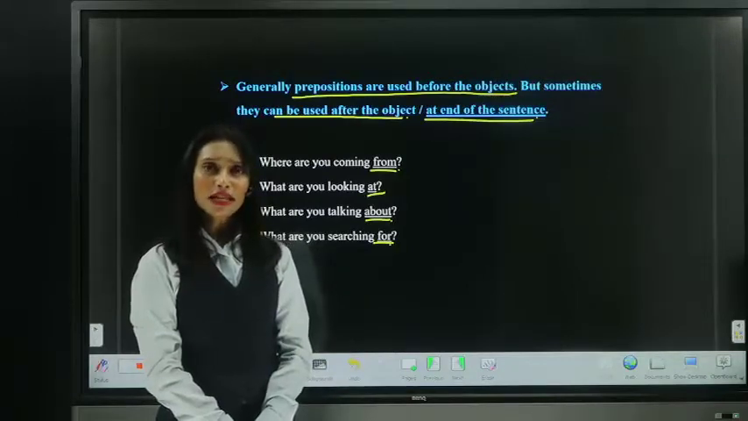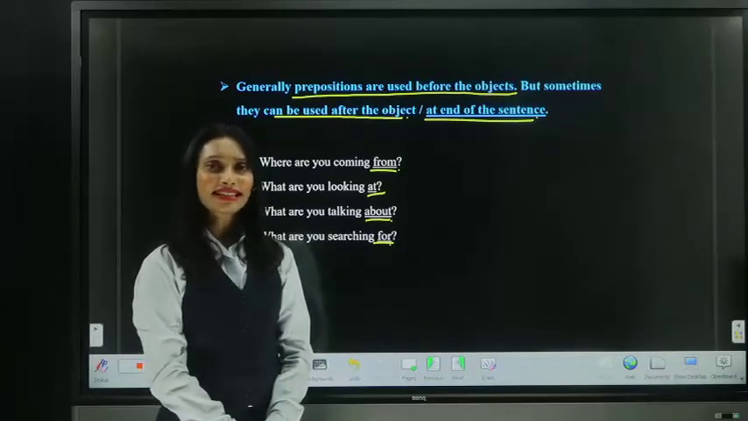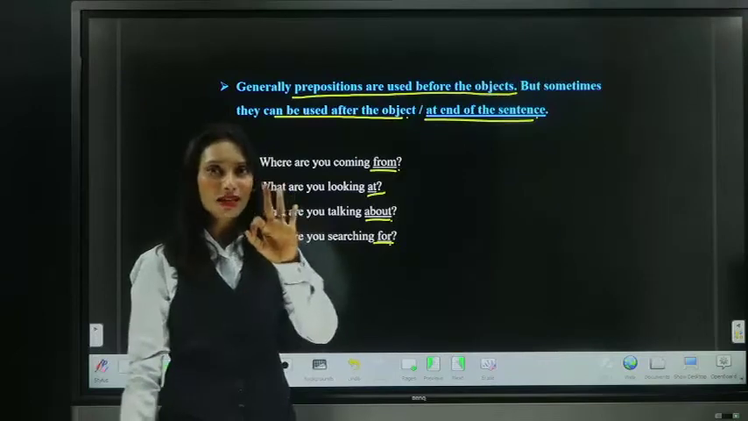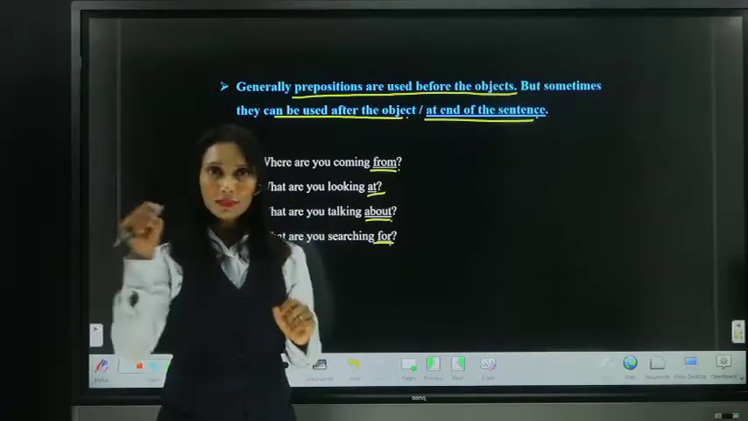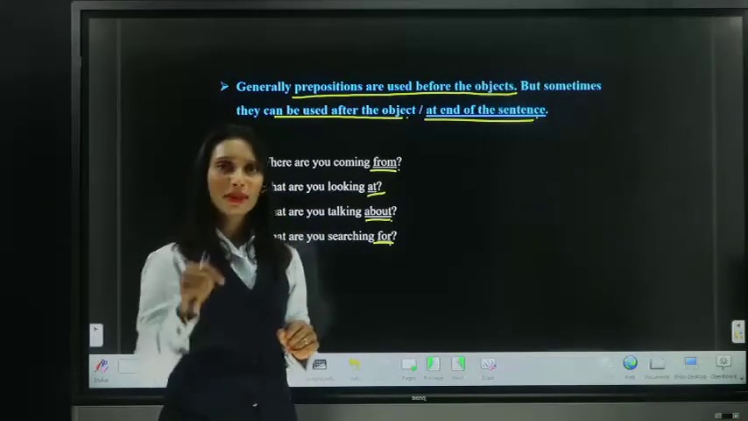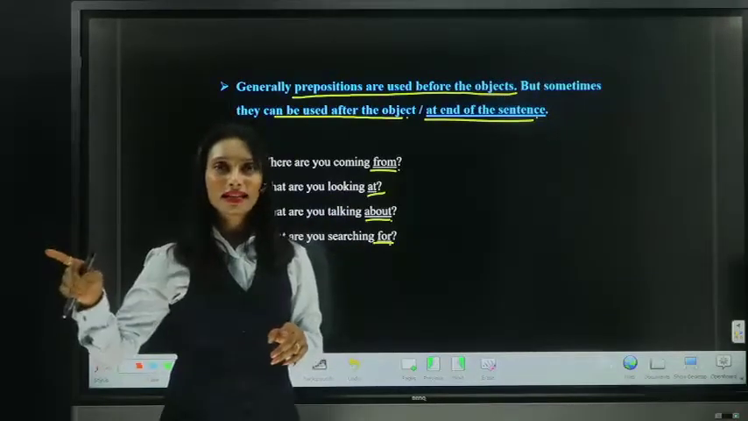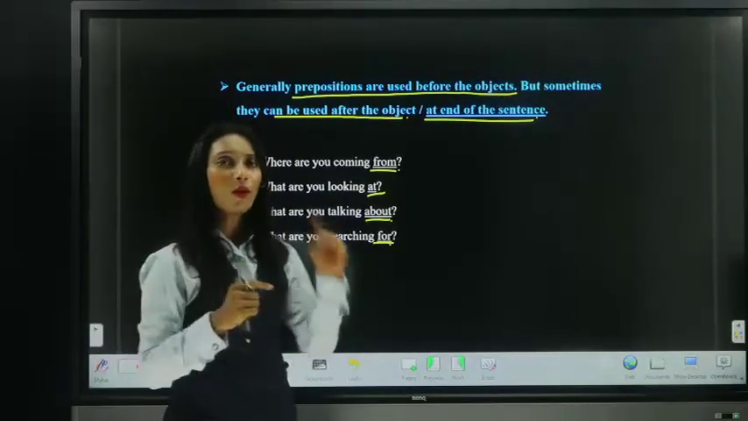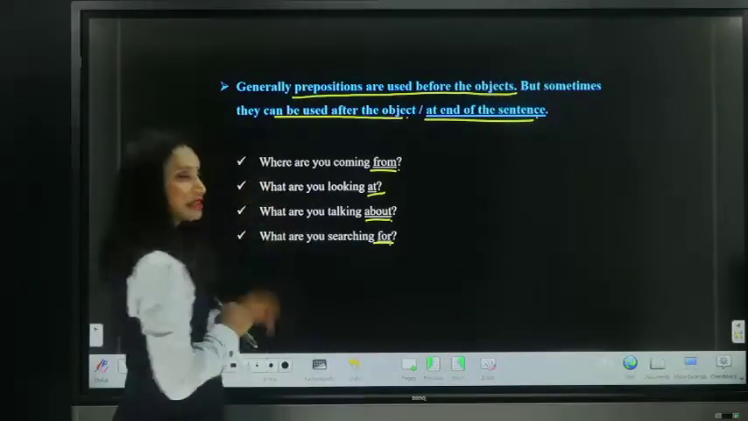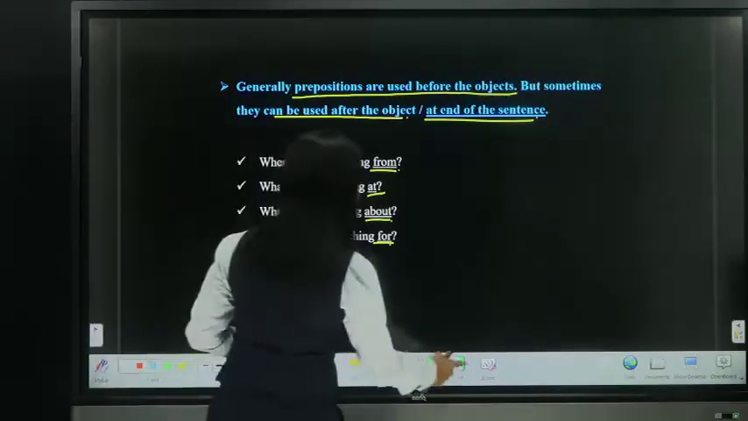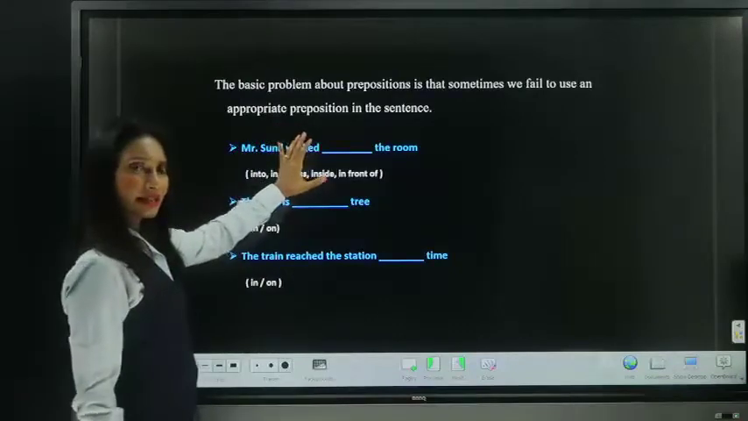So coming to the place of preposition, in a sentence a preposition can come in three places: 1, the beginning, 2, in the middle, 3, at the end. So it can come at the beginning, in the middle, or at the end, as we have seen in some examples. Now look at these examples.